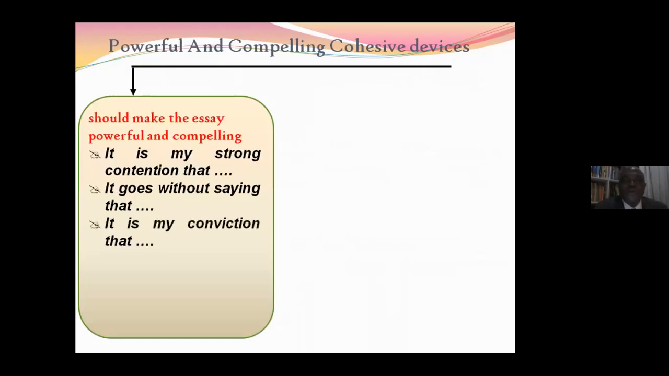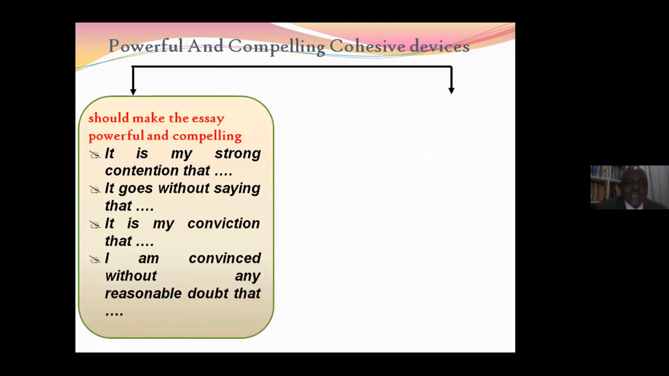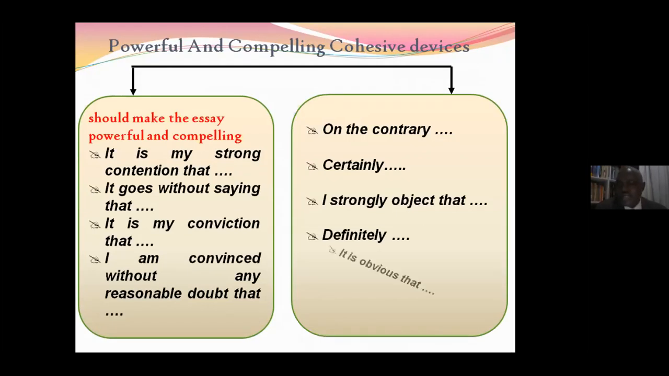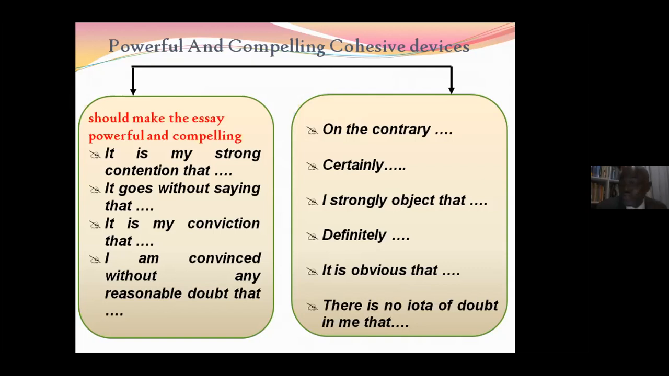The use of powerful and compelling cohesive devices, this one is a must in discursive composition, more so in an argument. The cohesive devices, phrases such as, it is my strong contention, it goes without saying, it is my conviction, I am convinced without any reasonable doubt, on the contrary, certainly, I strongly object that, definitely, it is obvious that, there is no iota of doubt in me that. When you speak like that, or rather when you write like that, then you are showing that indeed you are confident. Even if you are lying, people will agree with you.